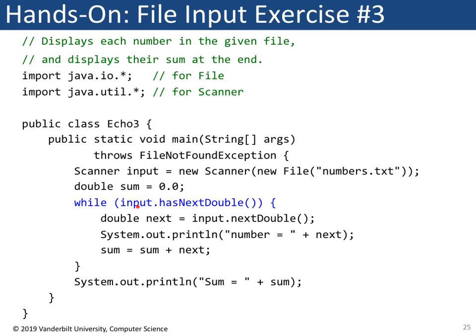So just because this returns false does not mean we found the end of the file. What it means is that the next token on the input stream is not something that can be interpreted as a double. So either way, if we were to attempt to read something that was not interpretable as a double, or if we attempted to read something after the end of the file, we would encounter an exception. So this code allows us to read all of the doubles that occur in this file until we find a token that cannot be interpreted as a double, or we encounter the end of the file.